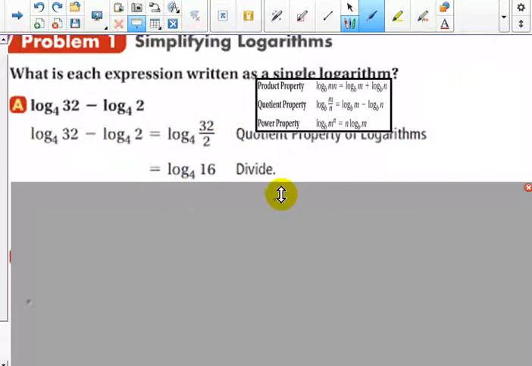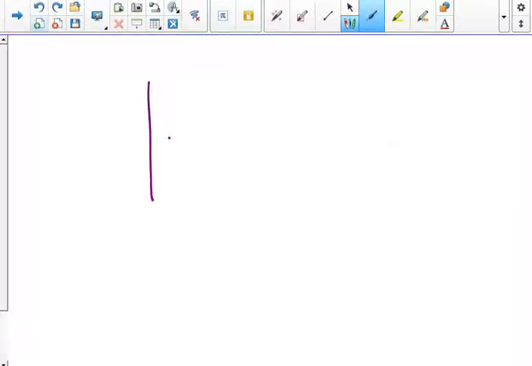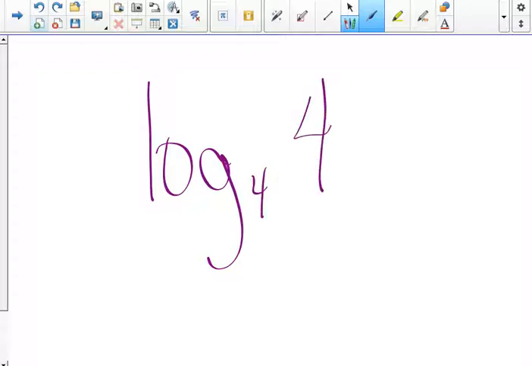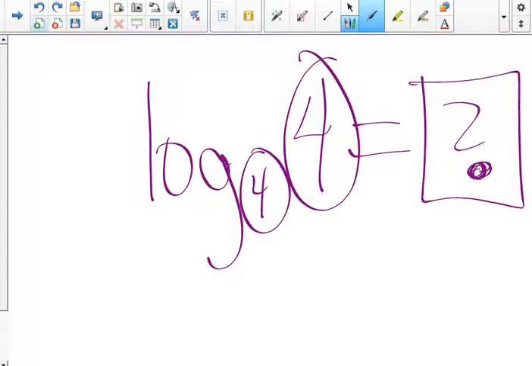Let me clear all that up. So here's the next step. Rewrite 16 as a power of 4. Now think about what this says. When I have log 4 of 4 squared, it means, well, what power, right? That's what goes in here. What power do I have to put on this number to equal this?